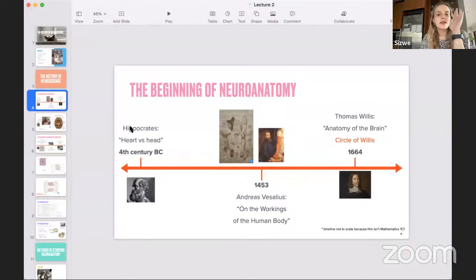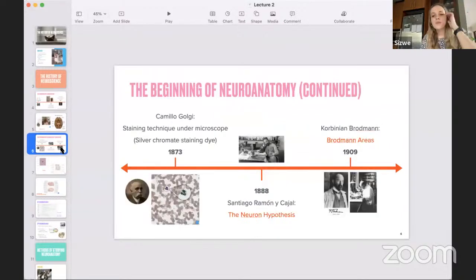So let's move on. We had Hippocrates, then Vesalius, and then Willis. From there, we have someone named Golgi. If you've ever had any brief, sordid affair with biology, you might know Golgi, as in Golgi bodies. Might be the same guy, might be his cousin, I don't know.